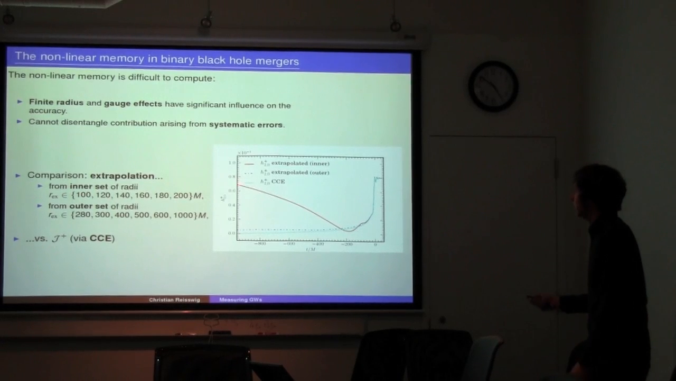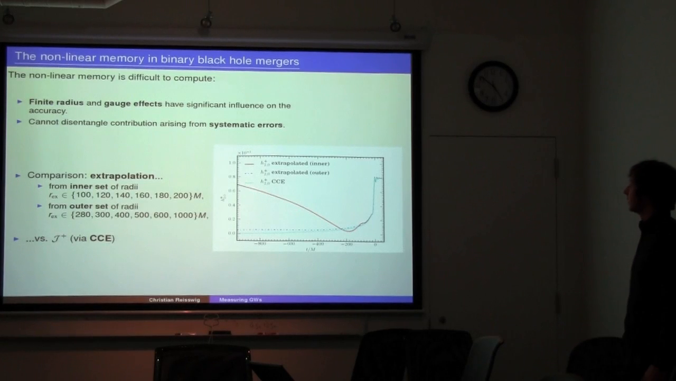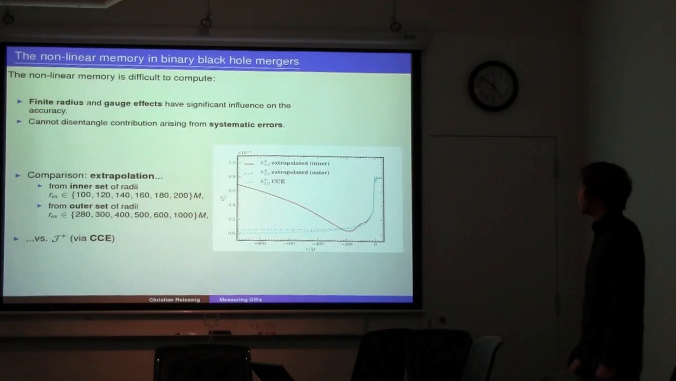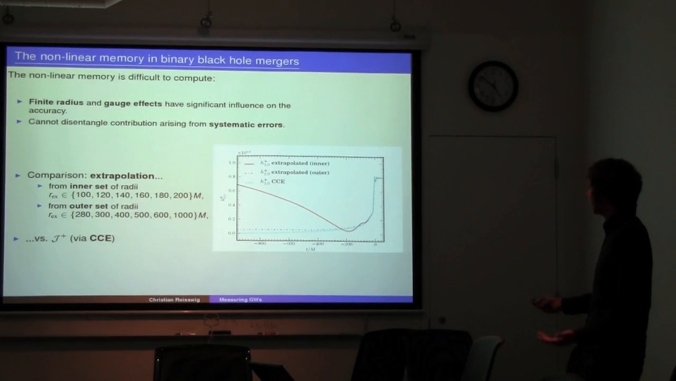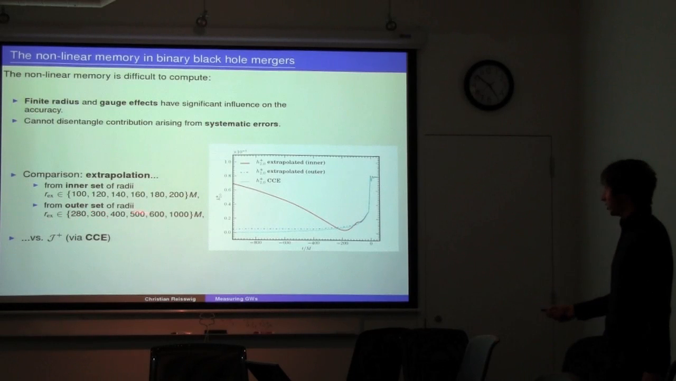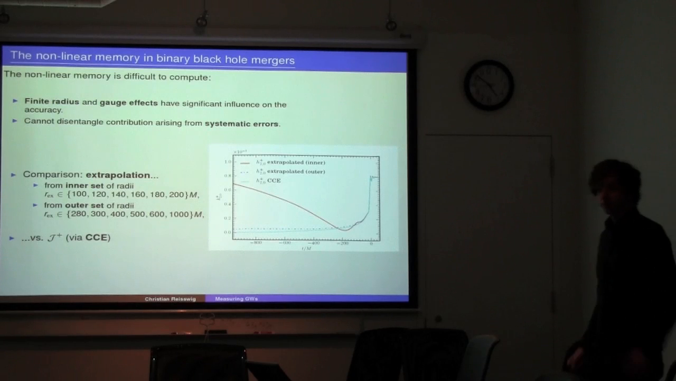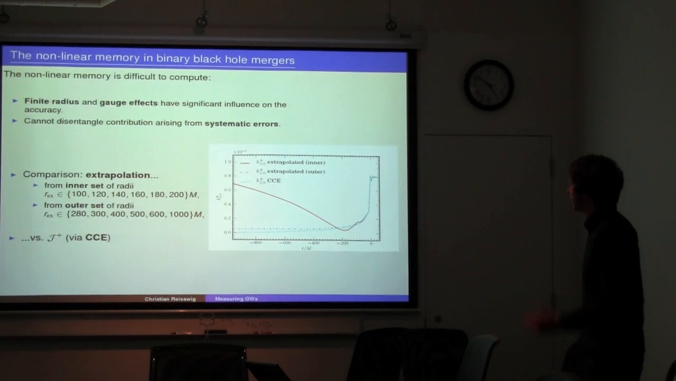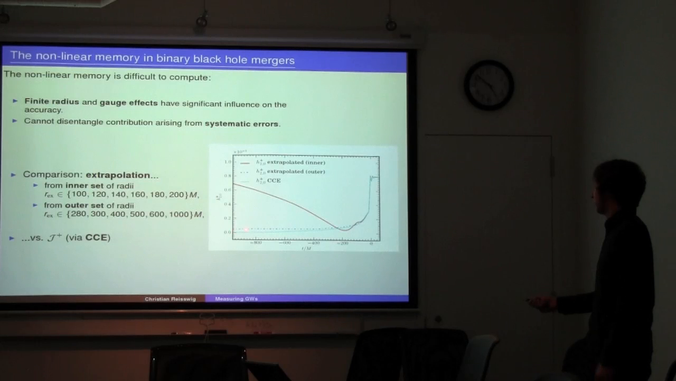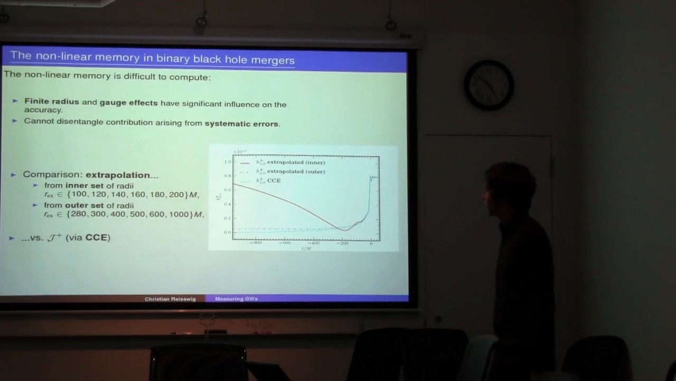And as you can see, the curve is completely screwed. It's very hard to see anything from that. This is essentially just crap. And if you use larger extraction spheres, the result will be better, closer to the answer in square plus, but still there's some remaining error due to the finite radius and gauge effects.